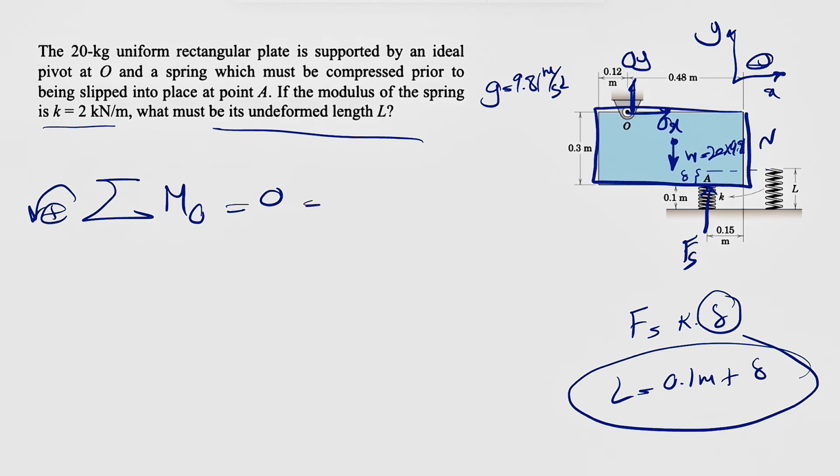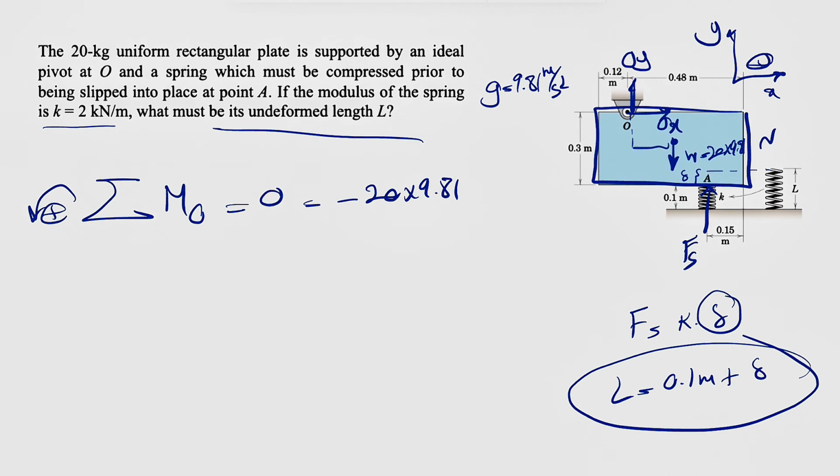So we're going to have the moment of the weight about point O, which is going to be in this direction. So it will be a negative moment since it's clockwise. So minus 20 times 9.81. And the distance that we have would be the vertical distance to the line of action. So we need this distance.